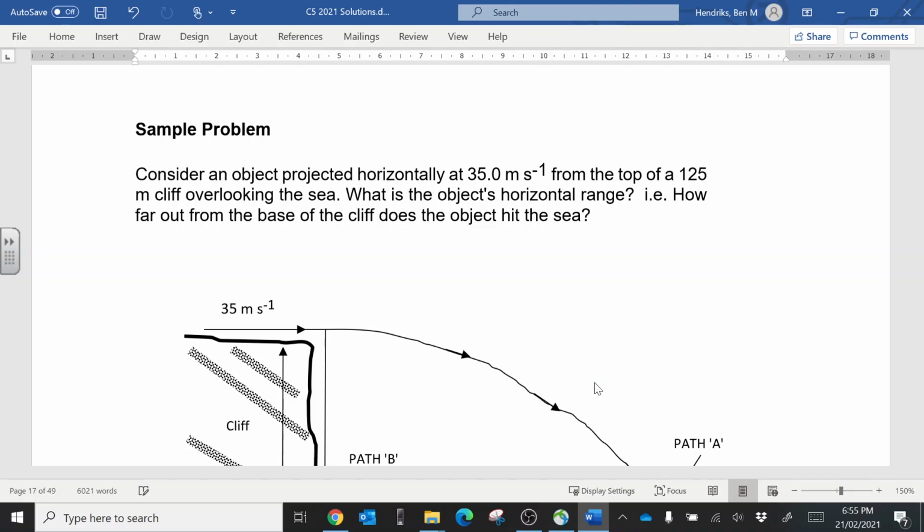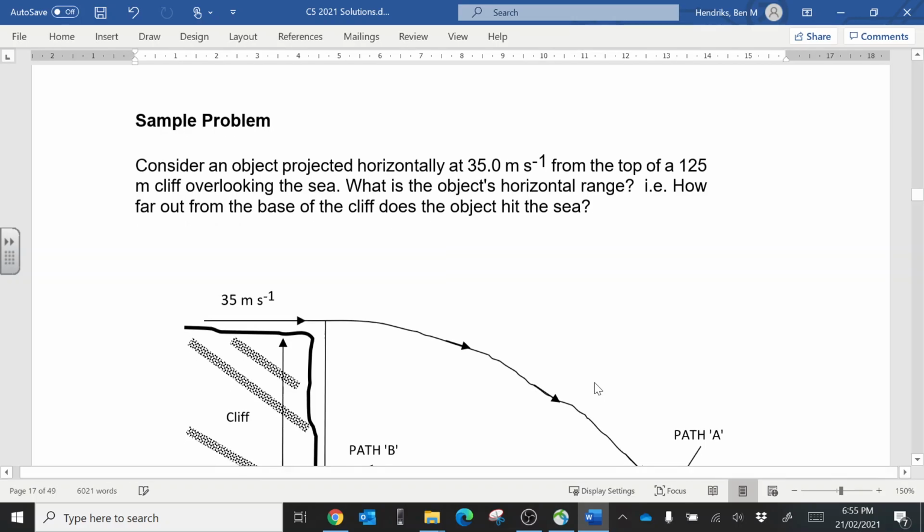Welcome back. So in the last video we spoke about projectile motion, just some of the properties of projectile motion. Now I want to have a look at the sample problem and just look at how I would start the problem. The actual calculations are already in the notes, so I just want to have a look at how I'd go about writing down the SUVAT for those.